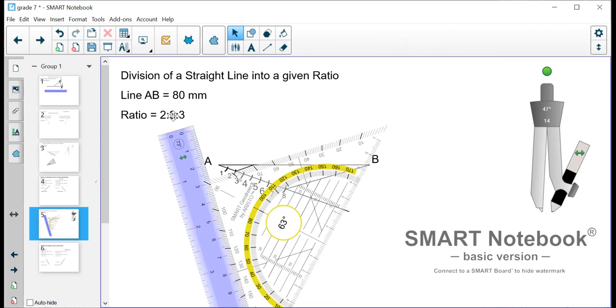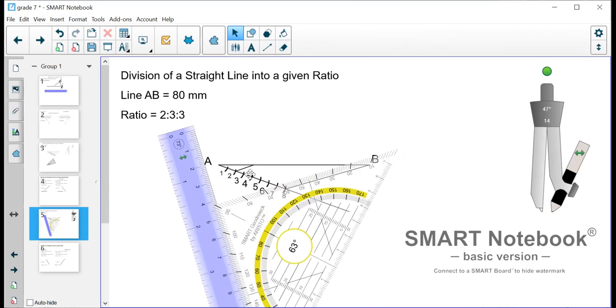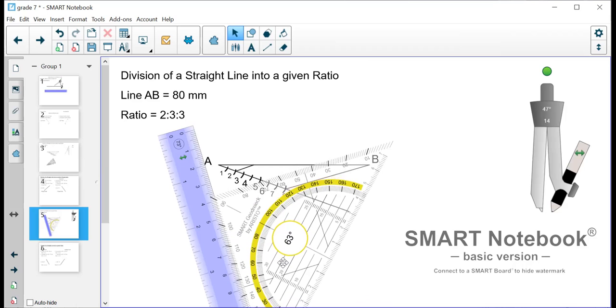Now the second one is 3 parts away from 2. Right, so instead of drawing it from 3, we have to count 3 parts from 2. So if we count 3 parts, that would give us 1, 2, 3. So now we have to go to 5 and draw that line. So from 5, we draw that line here.